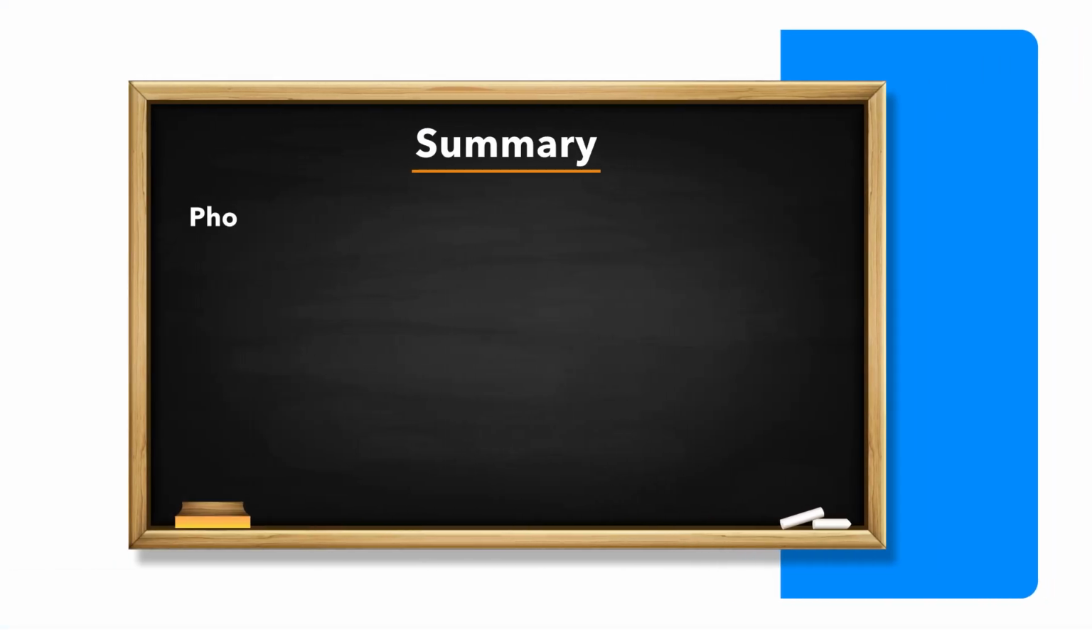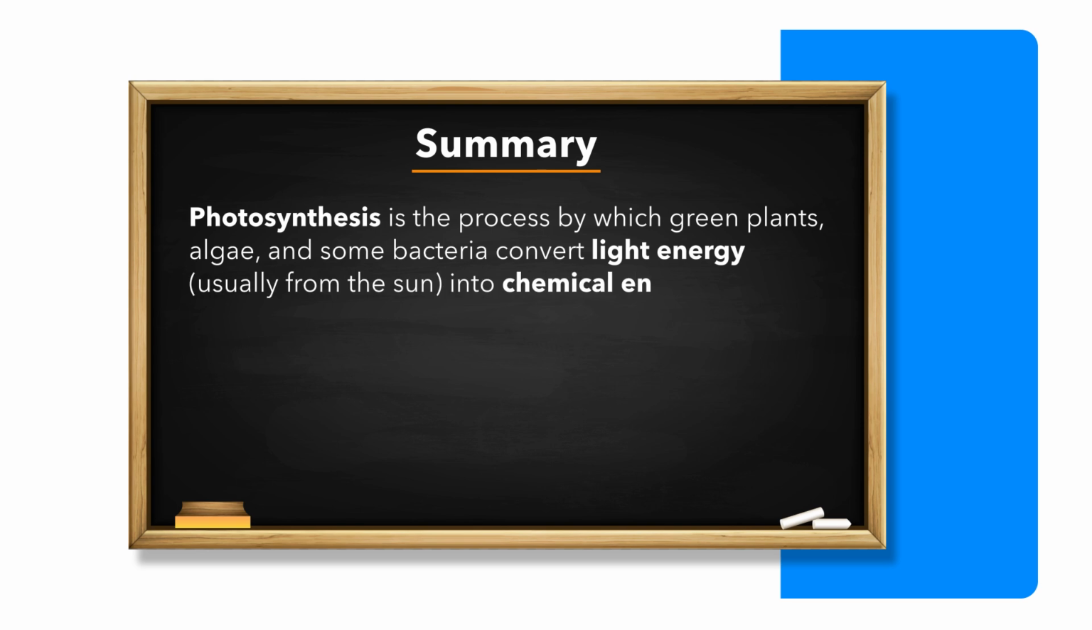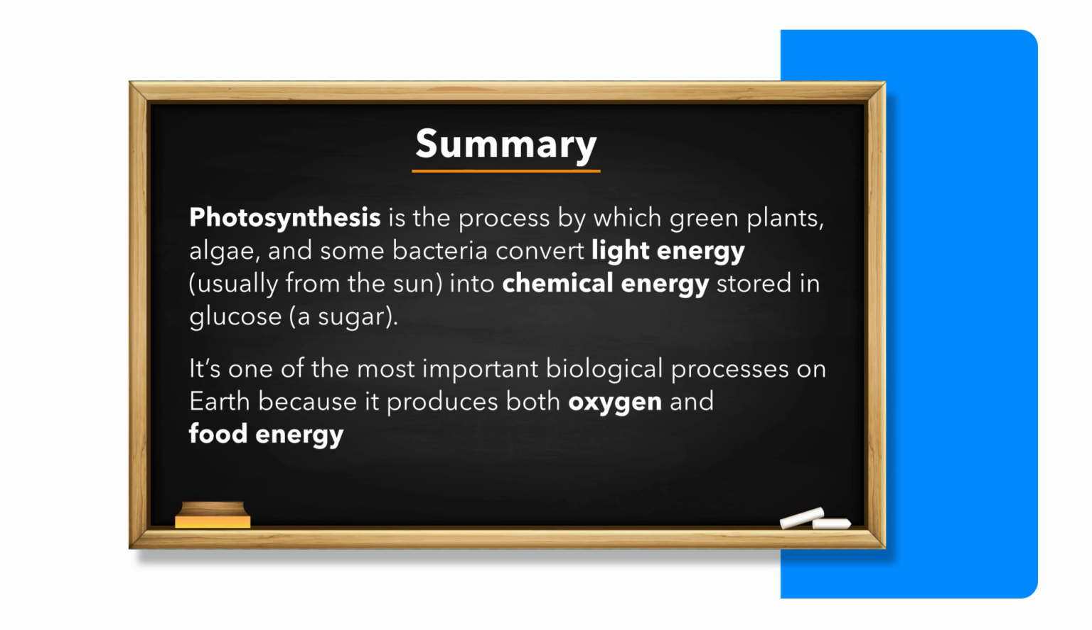Summary: photosynthesis is the process by which green plants, algae, and some bacteria convert light energy, usually from the sun, into chemical energy stored in glucose, a sugar. It's one of the most important biological processes on Earth because it produces both oxygen and food energy for nearly all living organisms.